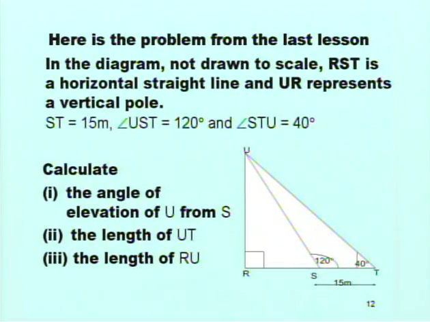Here is the problem from the last lesson. In the diagram not drawn to scale, RST is a horizontal straight line and UR represents a vertical pole. ST is equal to 15 meters, angle UST is equal to 120 degrees, and angle STU is equal to 40 degrees.